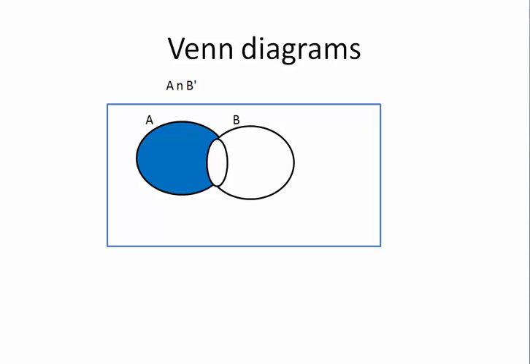A intersection with not B. So remember, not B was all this area outside B, and A the area inside A. So A intersection not B is just this area here. So where they both overlap.